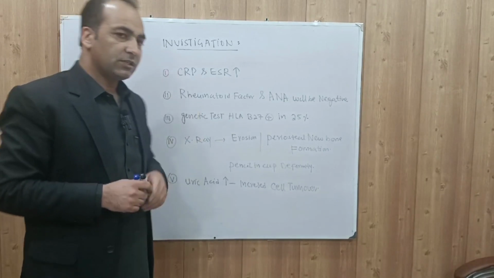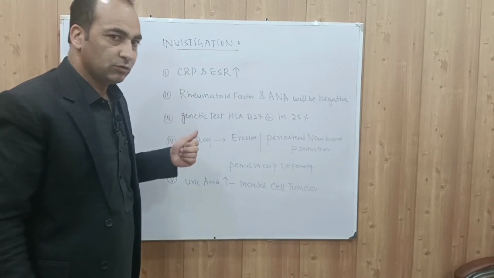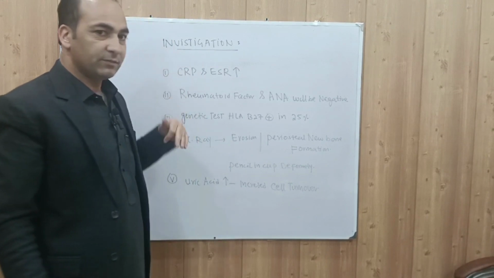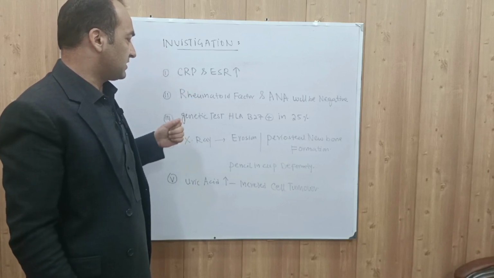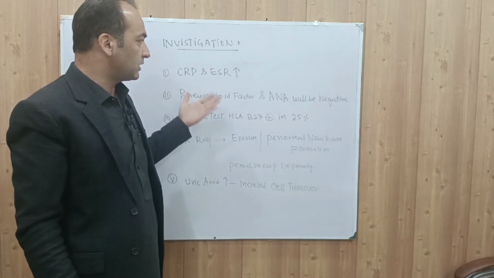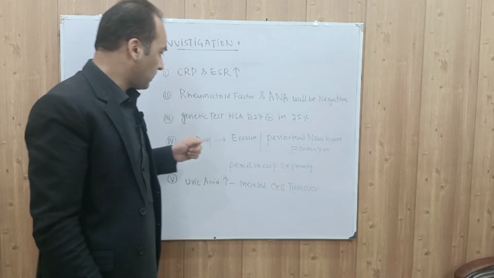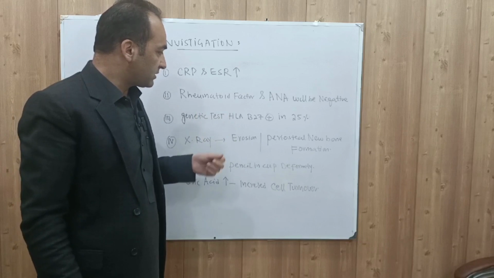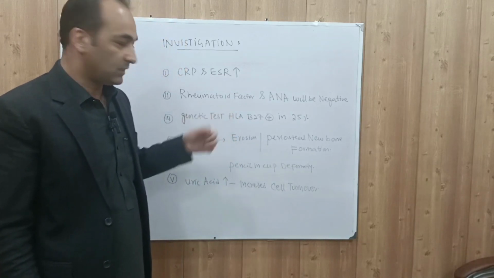Now, what investigation is done for the psoriatic arthritis? So as we know that psoriatic arthritis is an inflammatory arthritis, the inflammatory markers will be raised, ESR will be raised and the CRP will be raised. And we also know that psoriatic arthritis is a seronegative arthritis. So the rheumatoid factor and the ANA will be negative. And the genetic test which is done for the psoriatic arthritis is the HLA-B27, which is positive in 25% of the cases.